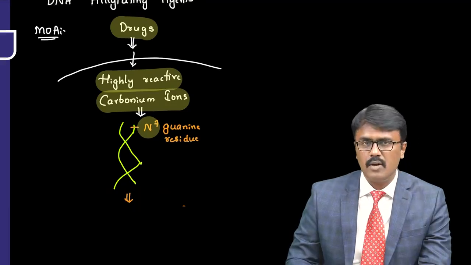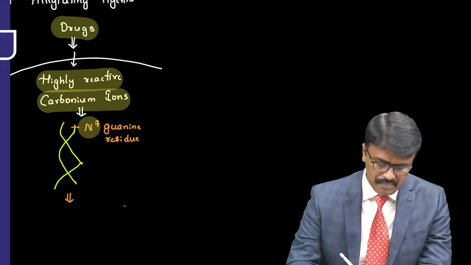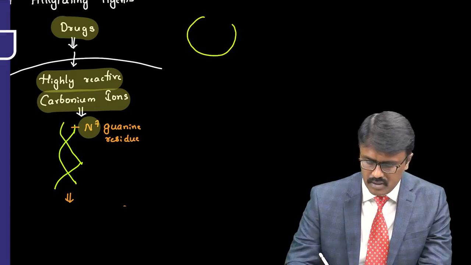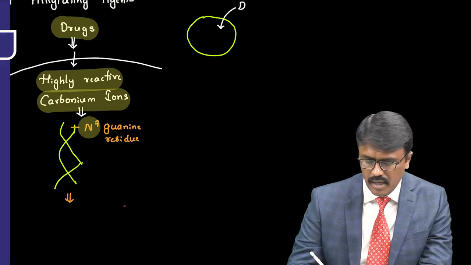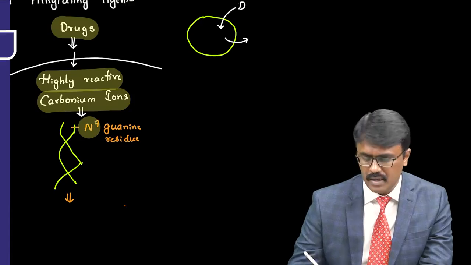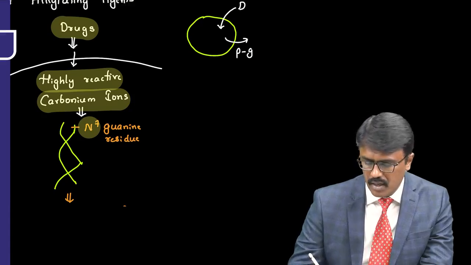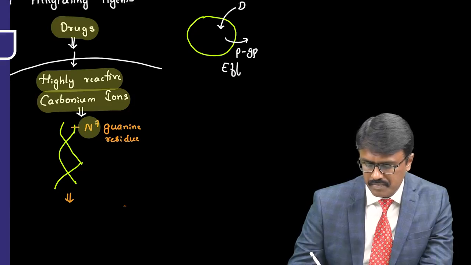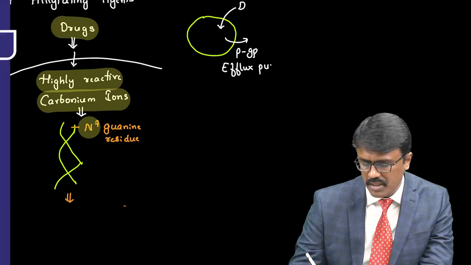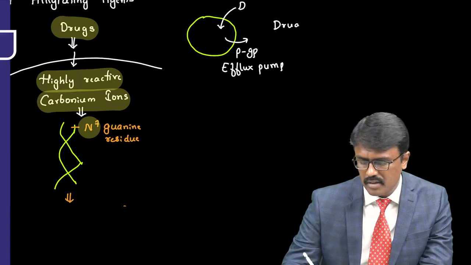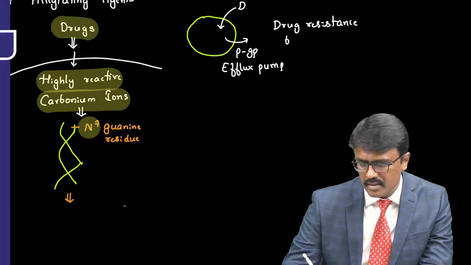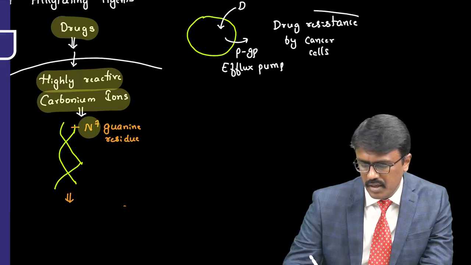But cancer cells are also intelligent. They want to survive. So this is the cancer cell. Now if the drug enters, what do they do? They have a pump which can throw it out, and that pump is called P-glycoprotein. It is an efflux pump which can throw it out. Now this is responsible for drug resistance in cancer cells. Drug resistance by cancer cells is due to the existence of P-glycoprotein.